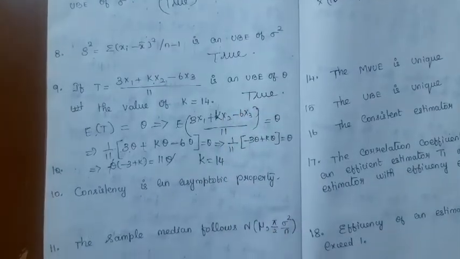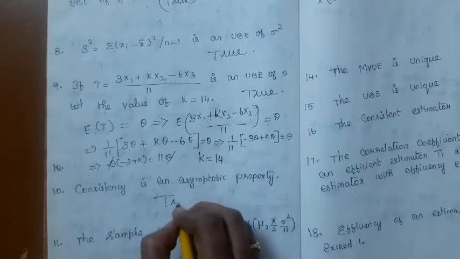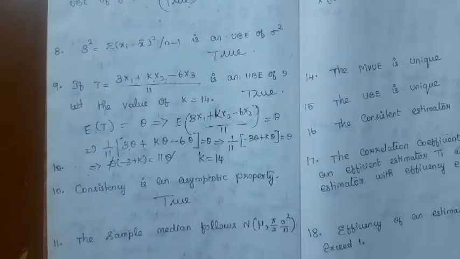Okay. Now, consistency is an asymptotic property. An asymptotic property is a property which holds good only when n tends to infinity. So, the statement is true. Consistency can be verified under the condition that n goes to infinity.